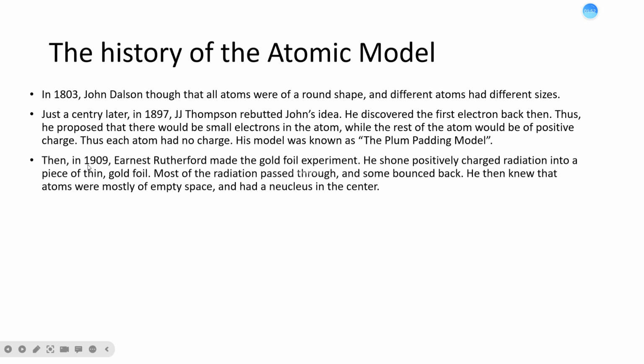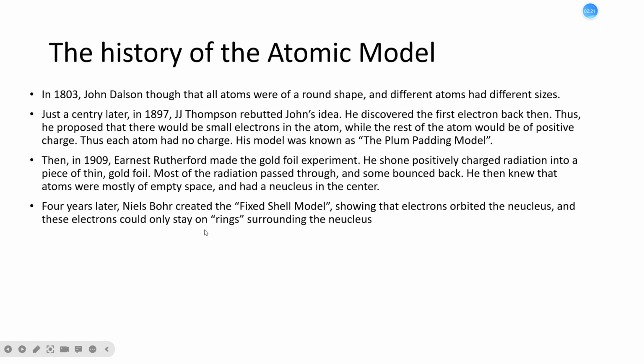Then in 1909, Ernest Rutherford made his gold foil experiment, rebutting J.J. Thomson's and John Dalton's ideas. He shone positively charged radiation into a piece of thin gold foil. Most of the radiation passed through, but some bounced back. Then he knew that the atoms were mostly made of empty space, and also had a nucleus in the center.